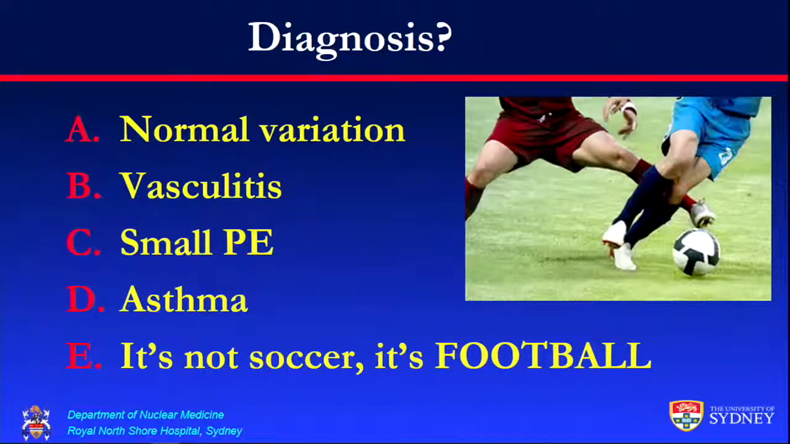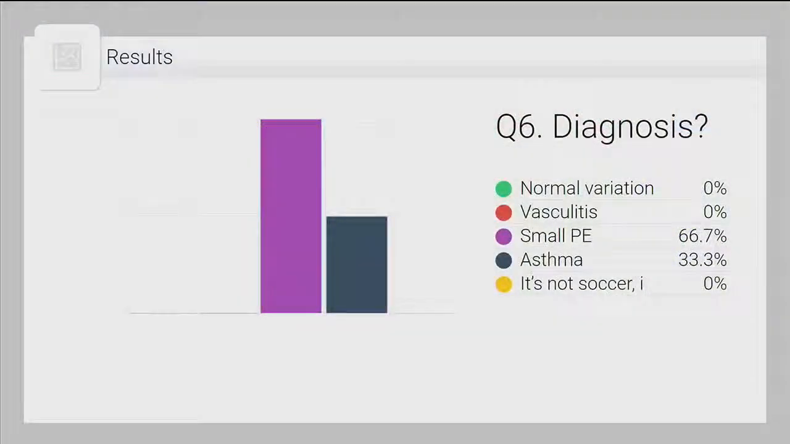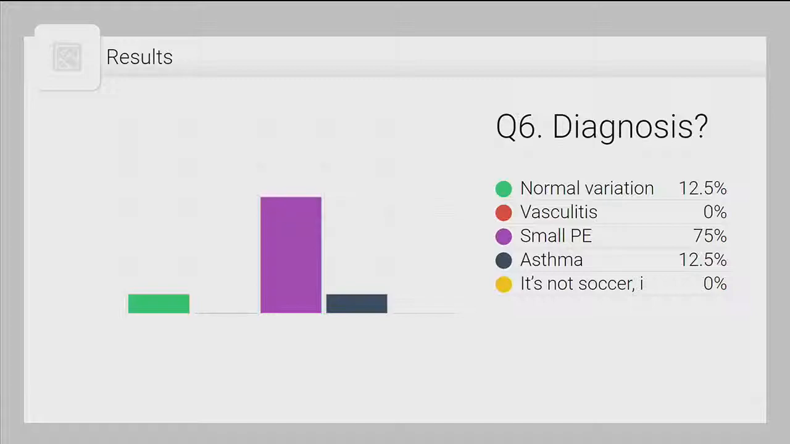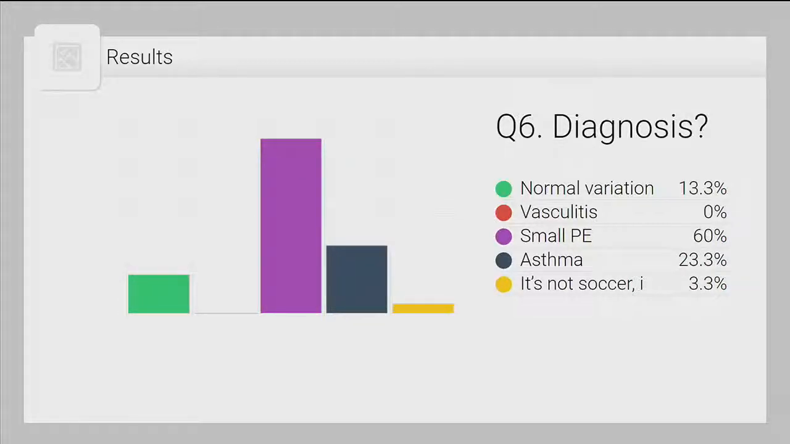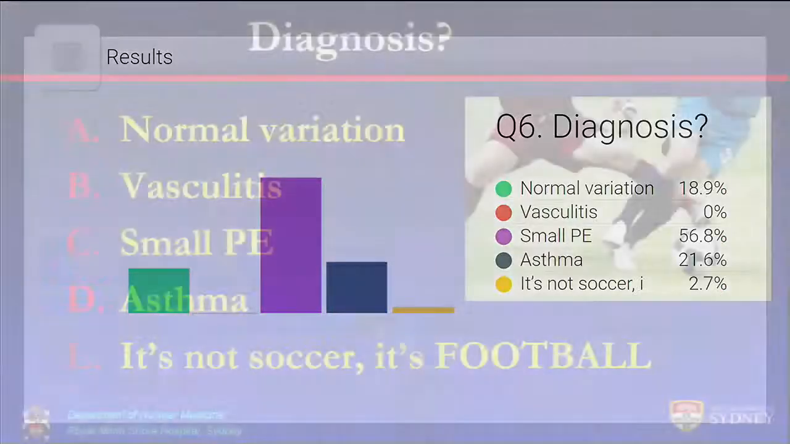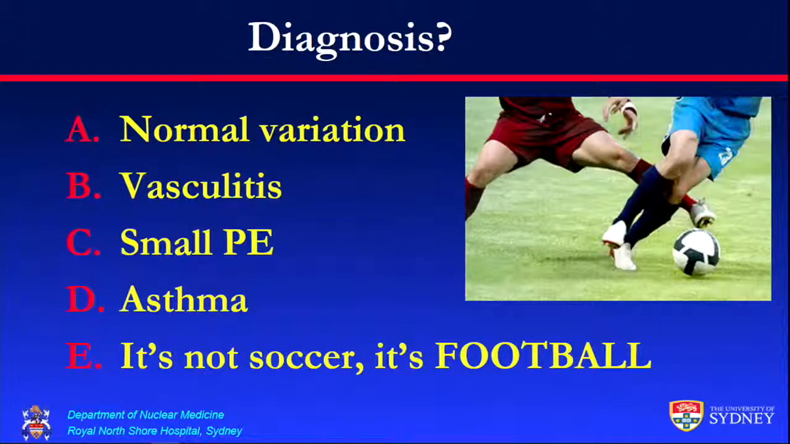Okay, so the options we have: it's just a normal scan with a bit of variation, he's got vasculitis, he's got small PE, he's got asthma. No, it's not soccer, it's football. So I voted for the football one. Okay. So most people seem to think it's small PE.